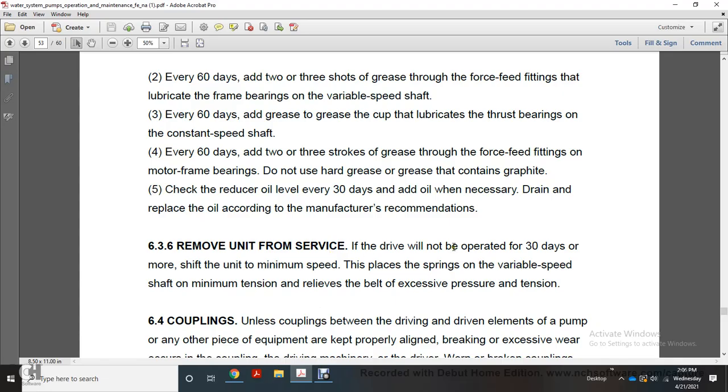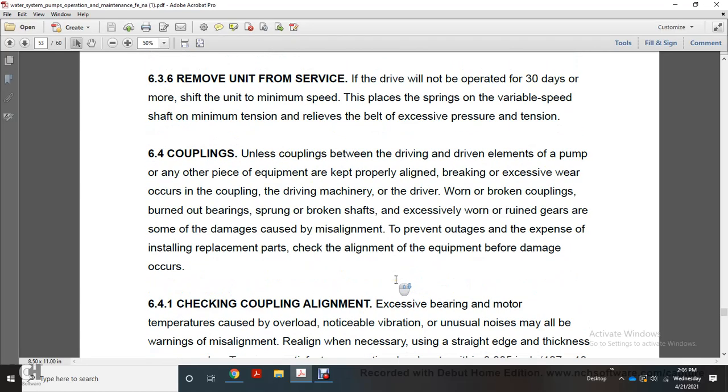Remove the unit from service if the surface drive is not operated for 30 days or more. Shift the unit into the minimum speed. Set the springs on the variable speed shaft to minimum tension. Relieve the belt of excessive pressure and tension.